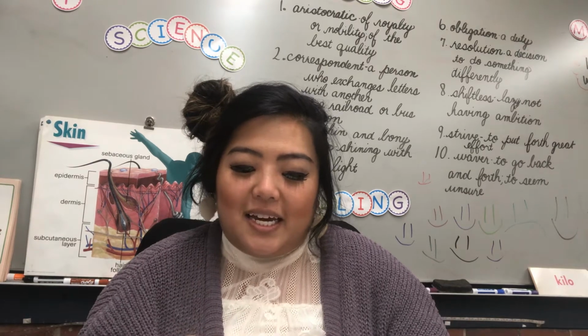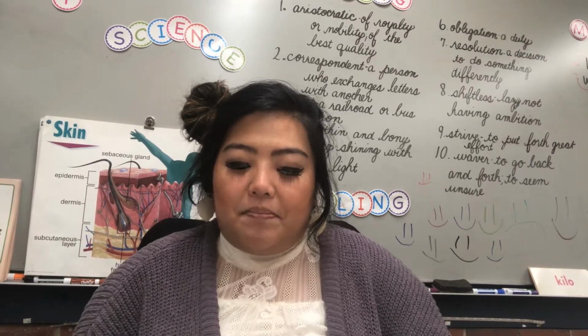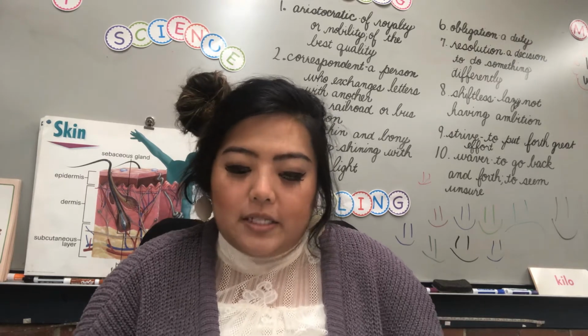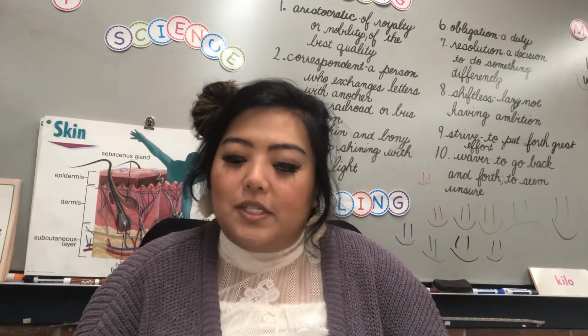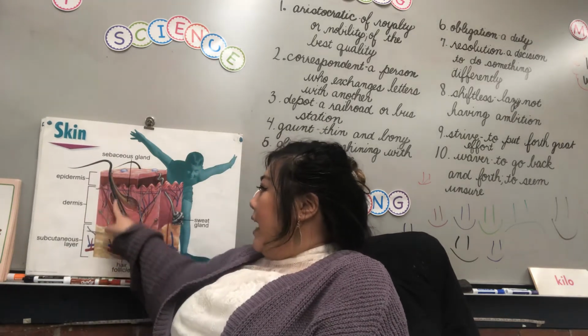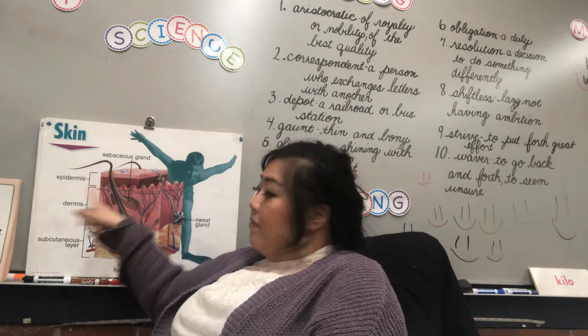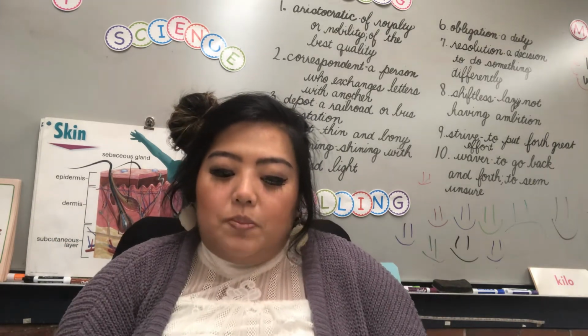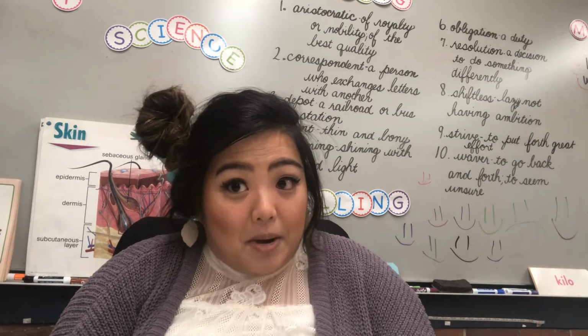Let's keep focusing. The dermis contains sebaceous glands, or oil glands, which are connected to the hair follicles. This is what I was showing you before. You have your hair follicle, the hair, and then right next to it, you have the sebaceous gland, and this is your oil glands. The sebaceous glands produce an oily substance called sebum.